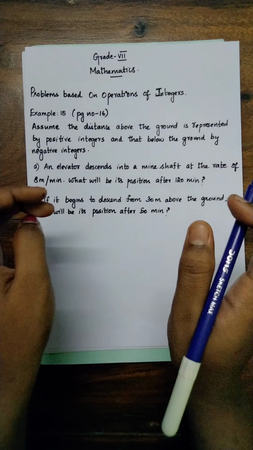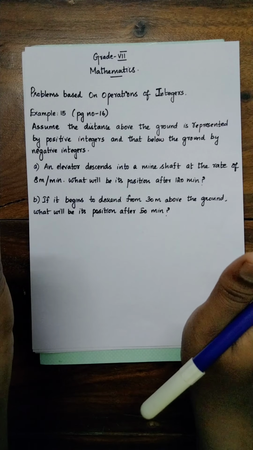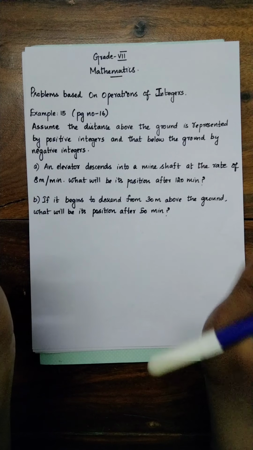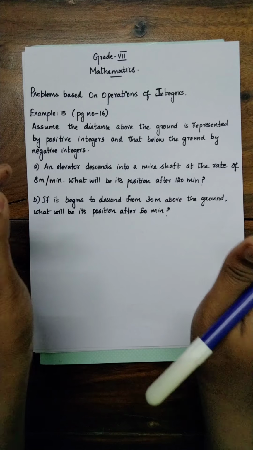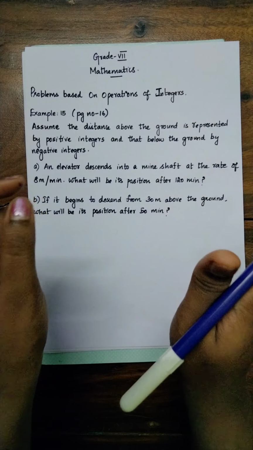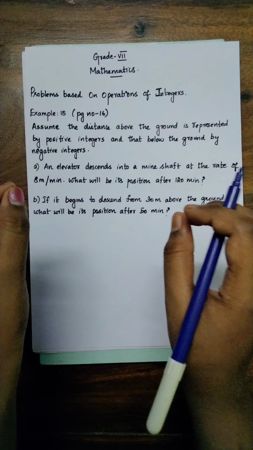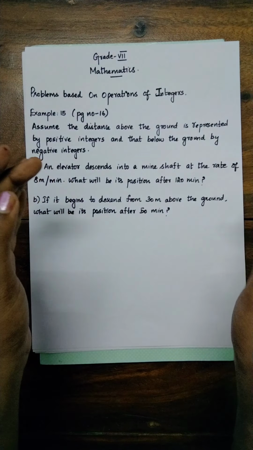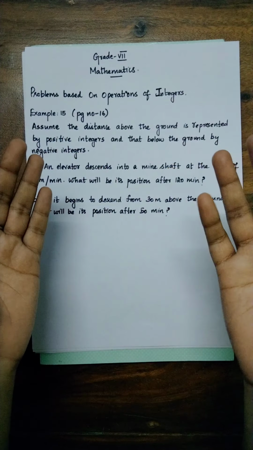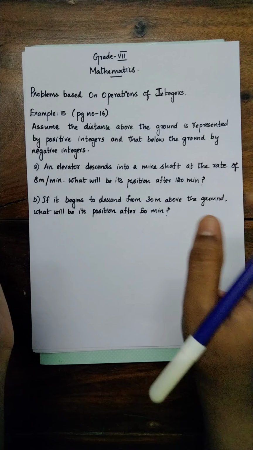First, an elevator. What is an elevator? Elevator, as you all know, is a lift. Descends means it is going down. So an elevator is going down into a mine shaft. Mine shaft means nothing but a hole or tunnel, we can say a vertical hole or tunnel, at a rate of 8 meter per minute.